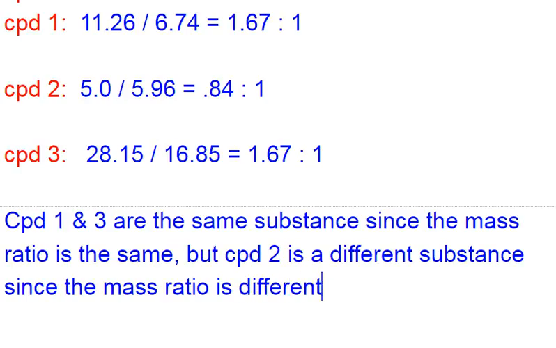And if we happen to know the formula for compound 1 and 3, we could figure out the formula for compound 2 because we can see its tin is about half as much. But again, that's something we'll be doing later in the year, not quite yet.